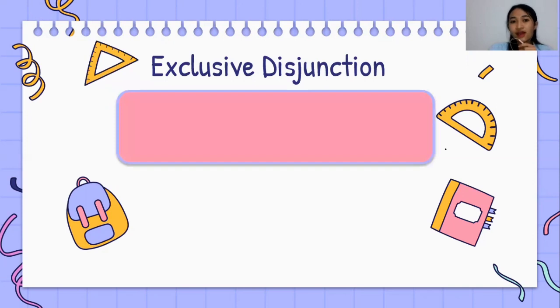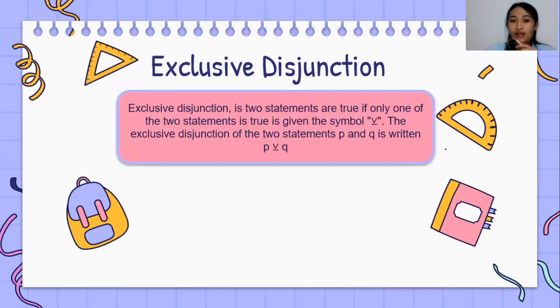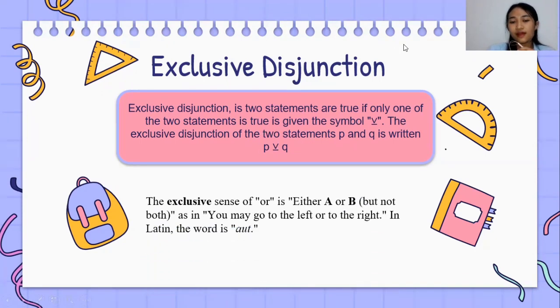And the second, exclusive disjunction. Exclusive disjunction is two statements that are true if only one of the two statements is true. It is given the symbol like this. The exclusive disjunction of the two statements P and Q is written P or Q, like this. The exclusive sense of "or" is either A or B but not both, as in, you may go to the left or to the right. In Latin, the word is aut.